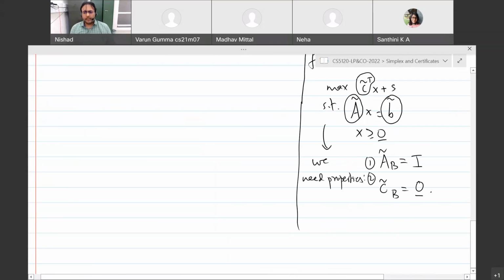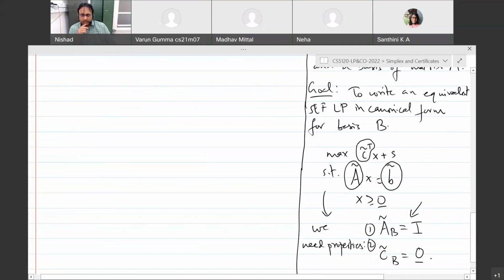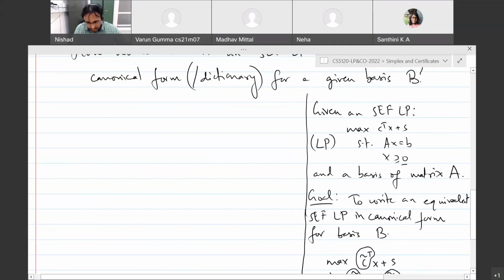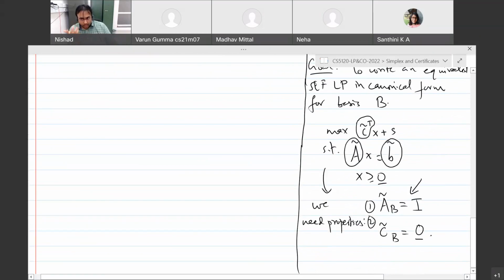Okay, so let's first deal with the easy property. This one is quite easy. Can someone tell me how would you go about making sure that the basis columns have the identity matrix? We can do some row operations. Can you give me a more direct way of doing it?